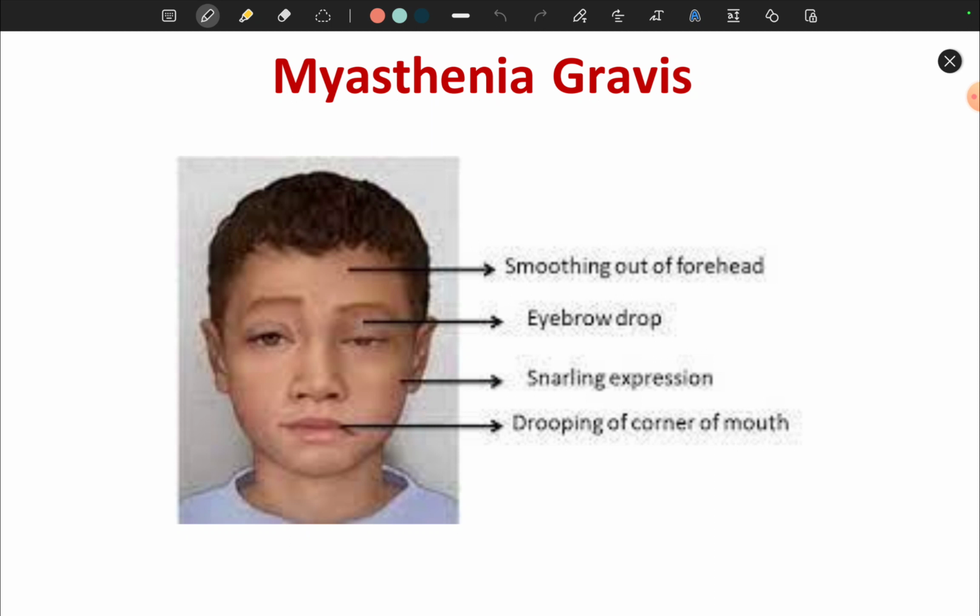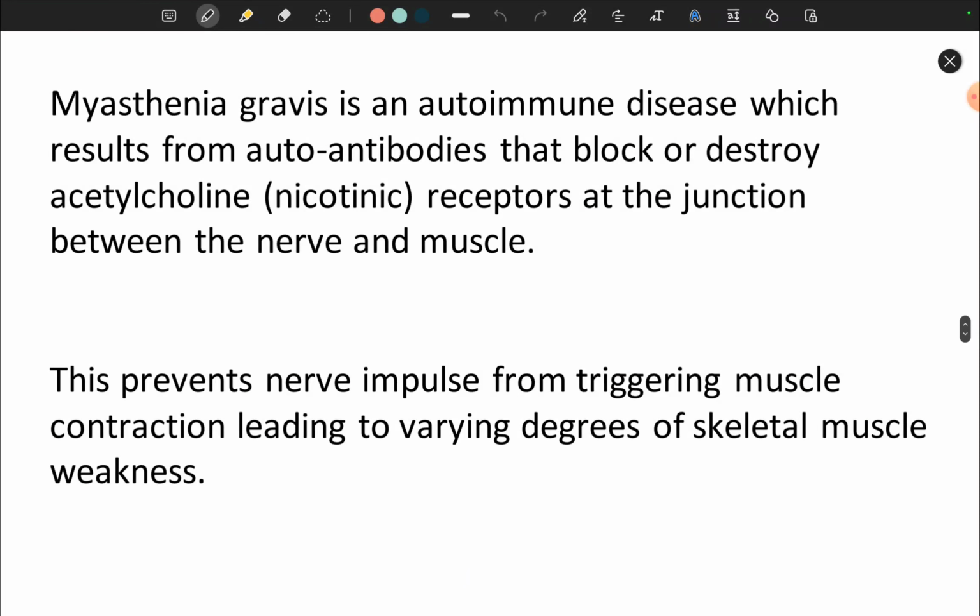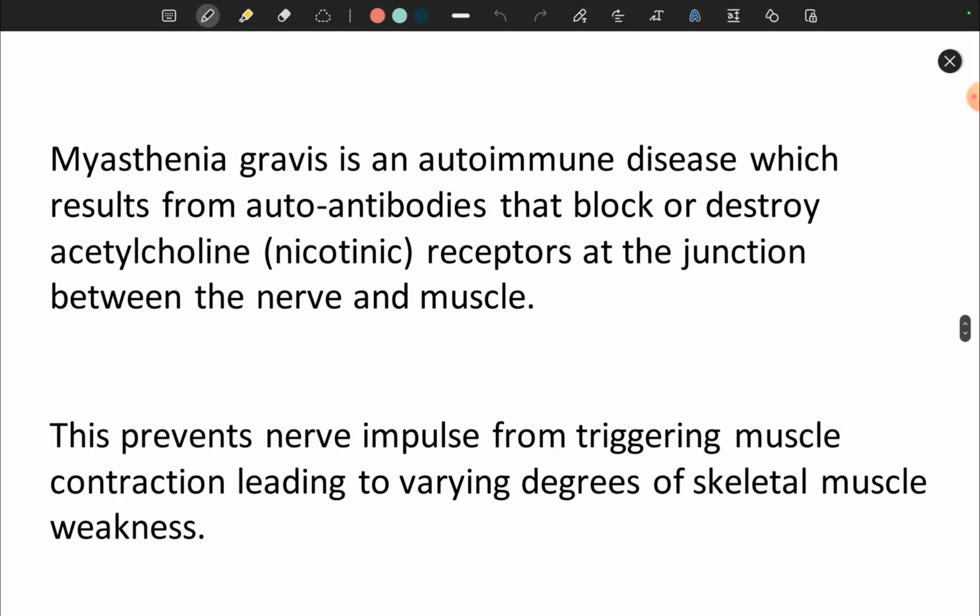This is an autoimmune disease. Autoimmune. You know what is autoimmune? Yes, it is immunity against our body. So there are antibodies against these receptors. So they block the receptors. Once the receptors are blocked by these antibodies, the acetylcholine cannot reach the receptor. So there is no contraction. So there will be weakness of the muscles. That's it.